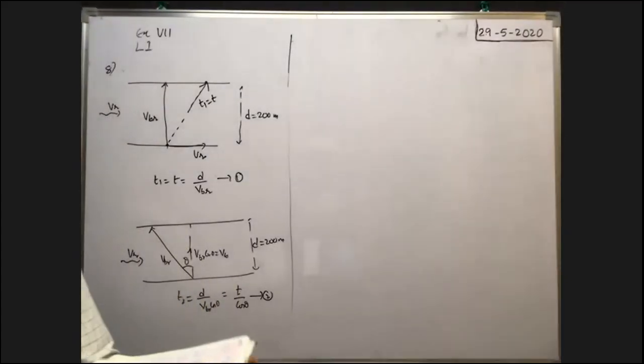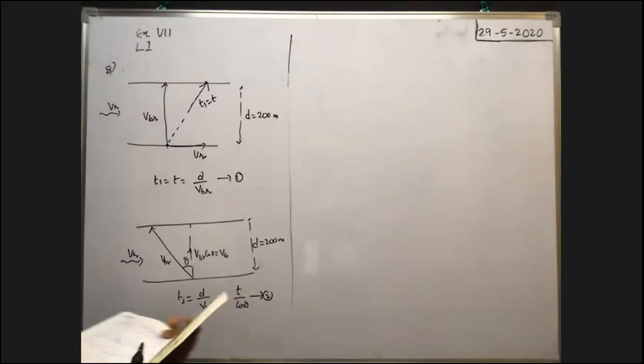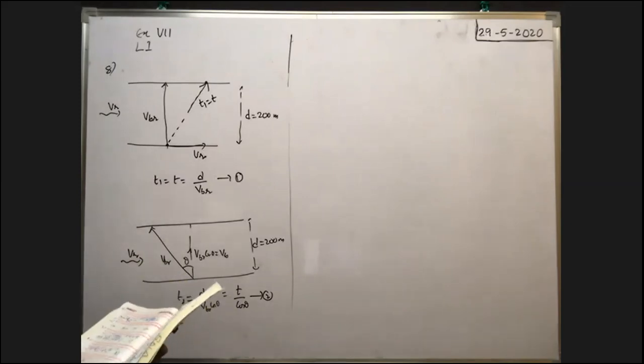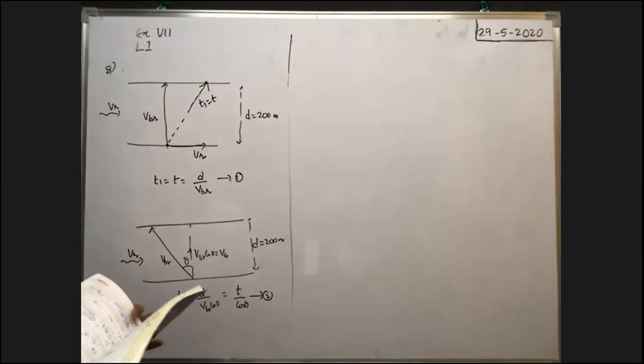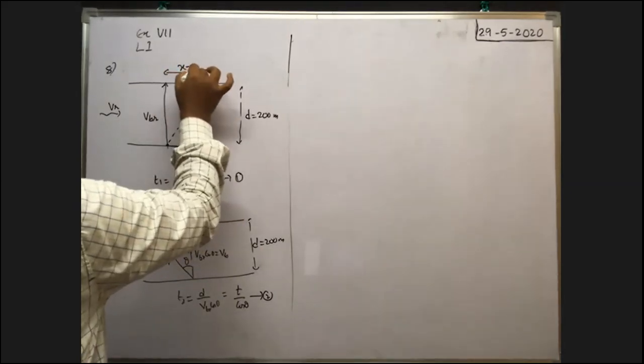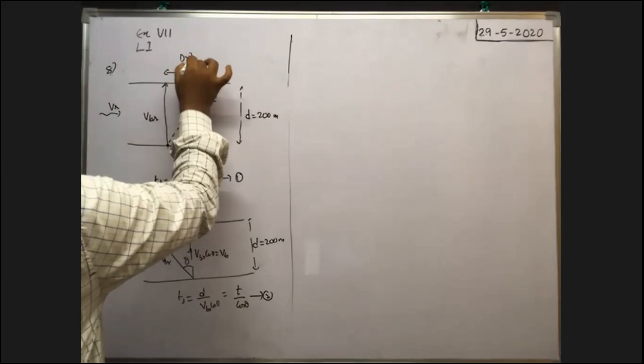Here, what is the condition given? VBR is known. Drift is given as 100 meter here only.